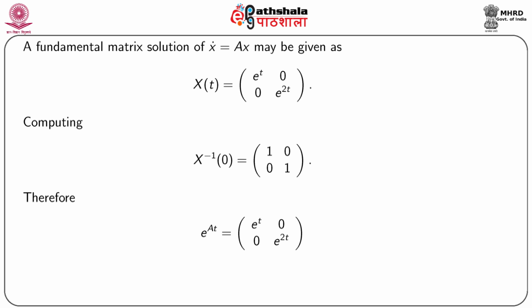Therefore, a fundamental matrix solution of x dot equal to Ax may be given as X(t) equal to the matrix [e^t, 0; 0, e^(2t)]. And hence, next we compute X(0), which is [1, 0; 0, 1], and its inverse X inverse (0), which remains the same, [1, 0; 0, 1], and therefore, e^(At) is equal to [e^t, 0; 0, e^(2t)].